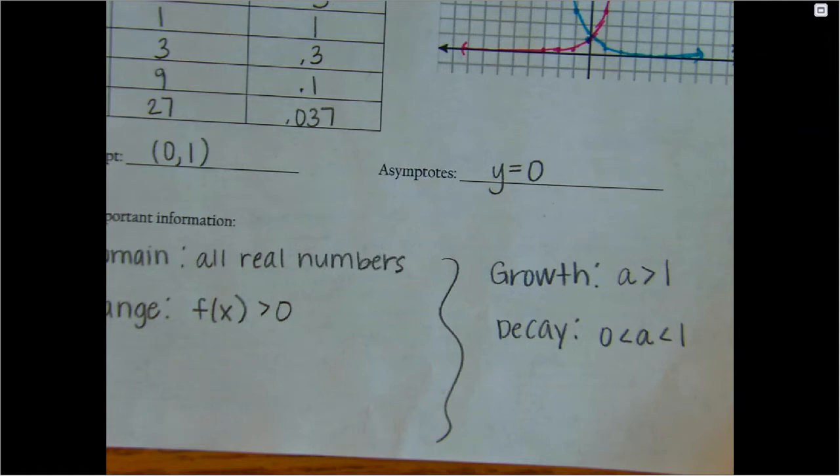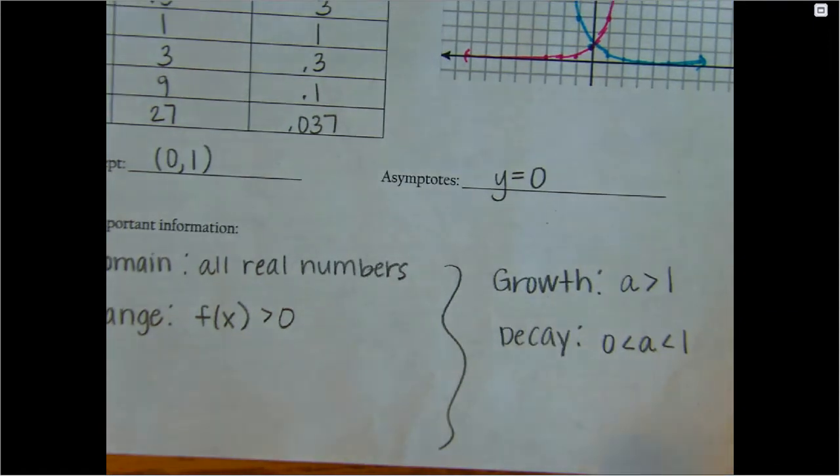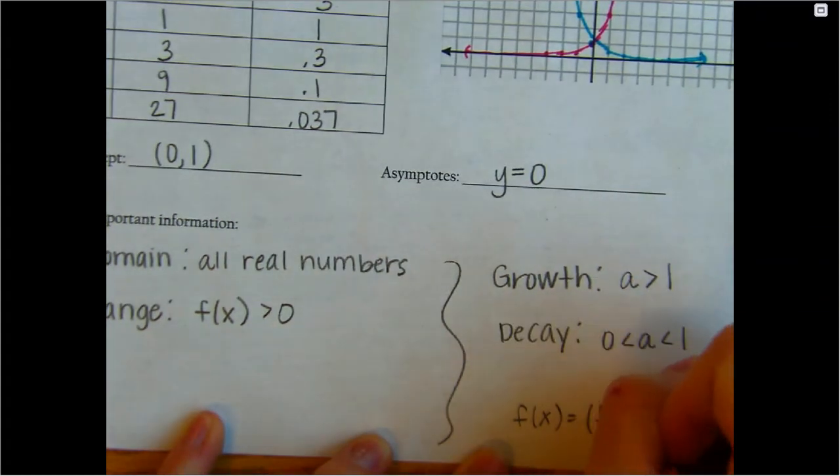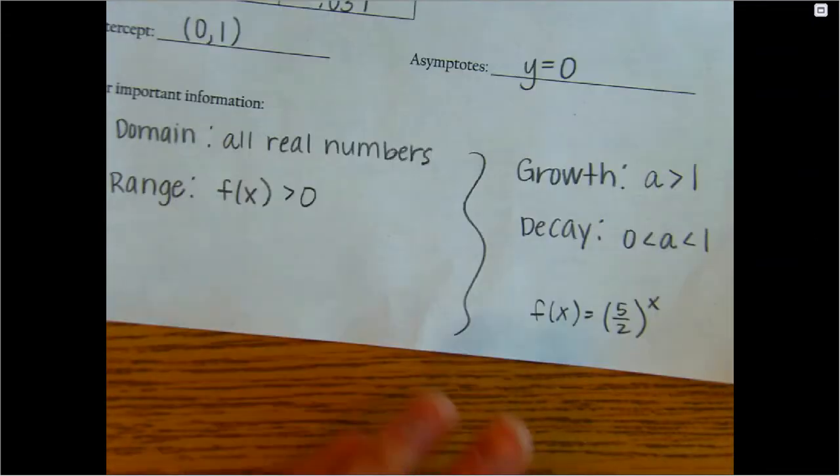Now you have to be careful because people usually identify decay as if you see a fraction. But if I give you a function like 5 over 2 to the x, the value of that fraction is 2.5, which is bigger than 1. So just because you see a fraction doesn't mean it's decay. Always make sure you check the value of that fraction.